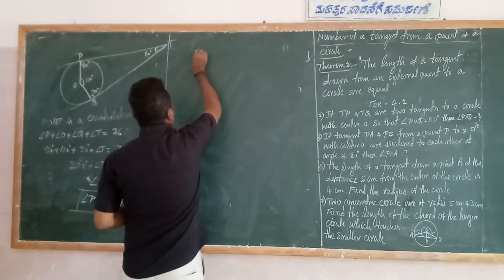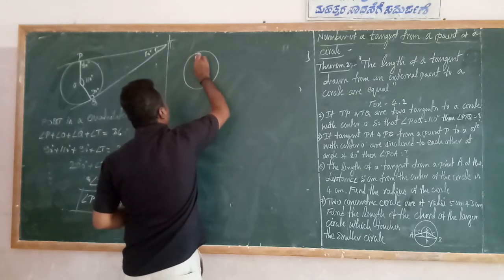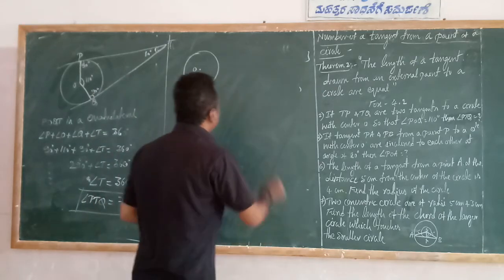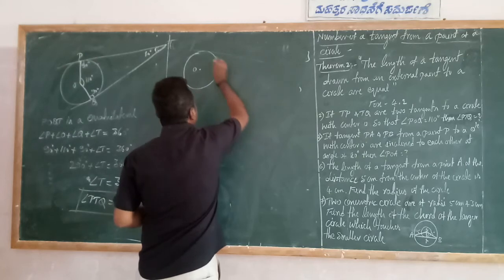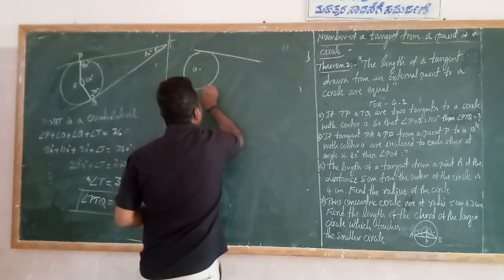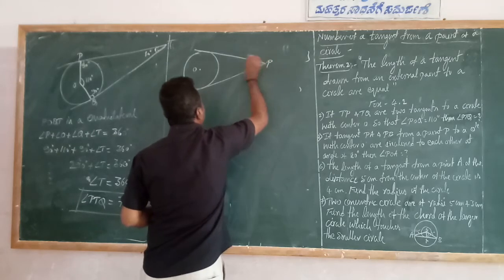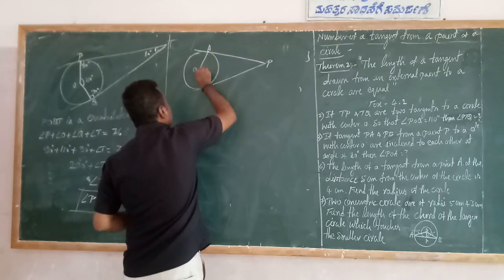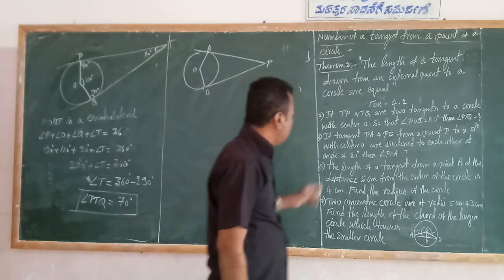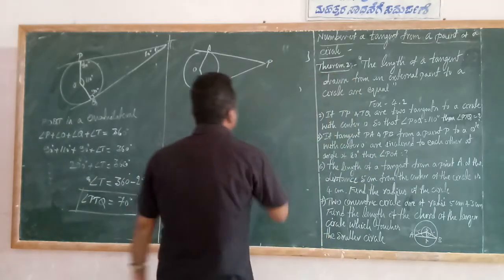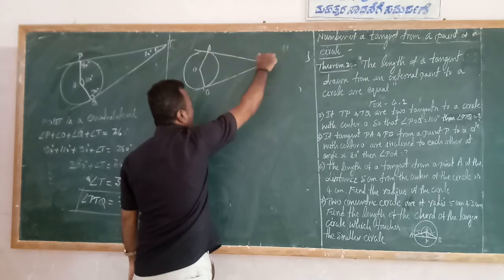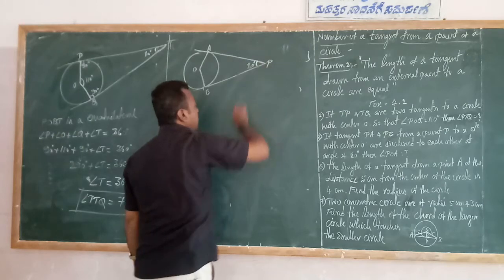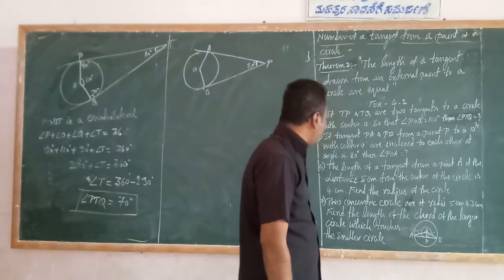Same, I will draw one of the diagrams. Here is a circle with center O. Here, the tangents PA and PB. So this is P, this is A, and this is B. So PA and PB are the two tangents with center O, and they are inclined to each other at the point P at an angle of 80 degrees.